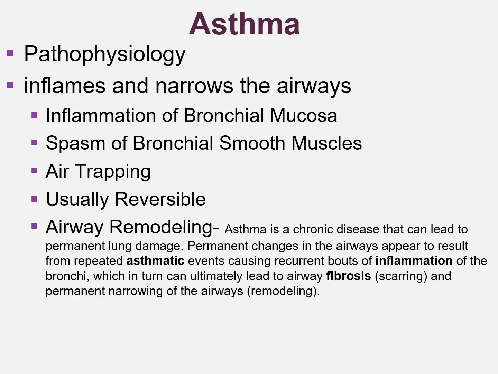Asthma. Asthma is a disease that inflames and narrows the airways. It causes inflammation of the bronchial pathways, spasm of the bronchial smooth muscles, and air trapping, and it's sometimes reversible. It also causes airway remodeling because it's a chronic disease that leads to permanent lung damage. Permanent changes in the airway are caused by these repeated asthma events that cause recurring inflammation of the bronchi. This can ultimately lead to airway fibrosis or scarring and permanent narrowing of the airways, known as remodeling.